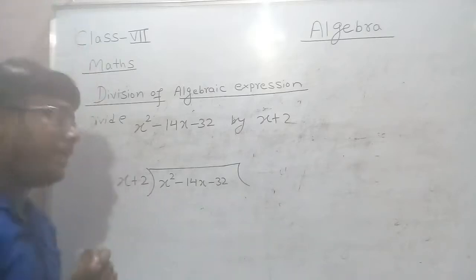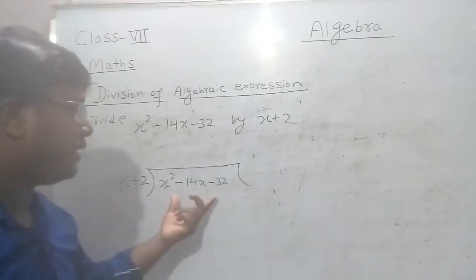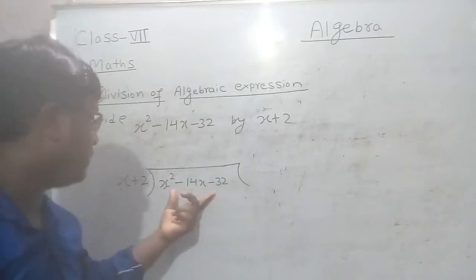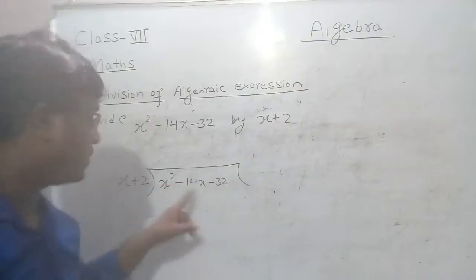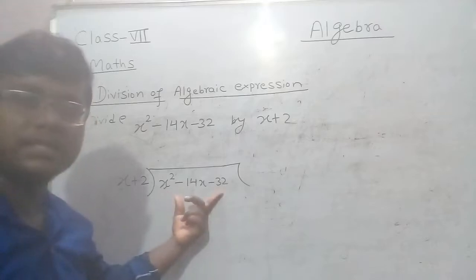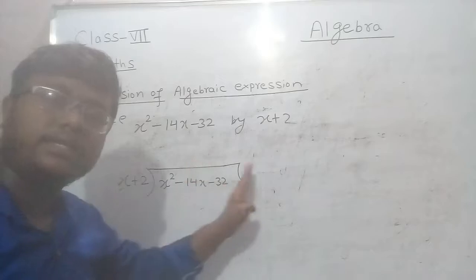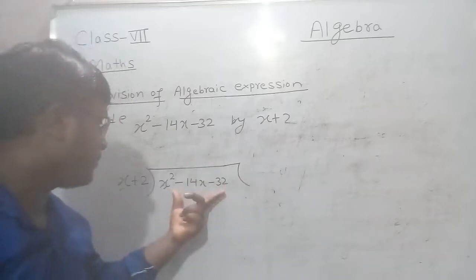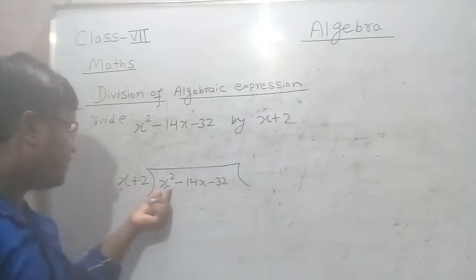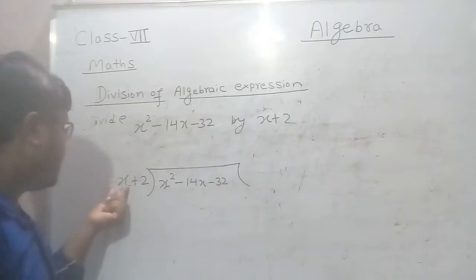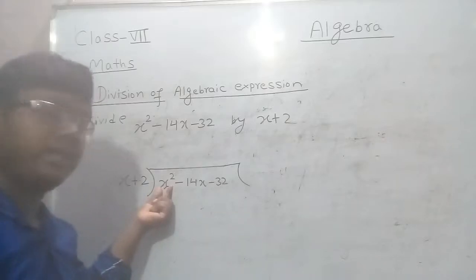So what we have to do, we have to just see the first term. Okay, so while dividing, please arrange it in a standard form, or just the powers must be arranged in a descending order. Okay, power 2, power 1, like that, in a descending order you arrange it. After that you just see the first term here and first term here. What is the first term in the divisor? That is your x. And what is the first term in the dividend? That is your x square.